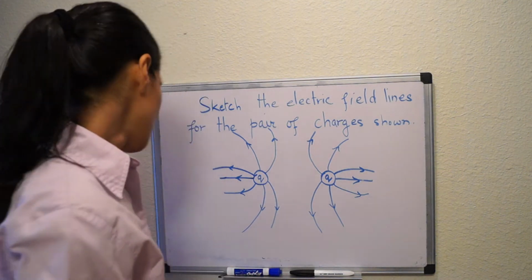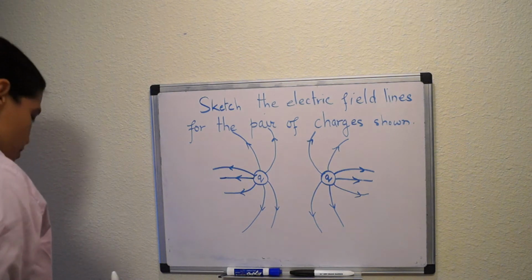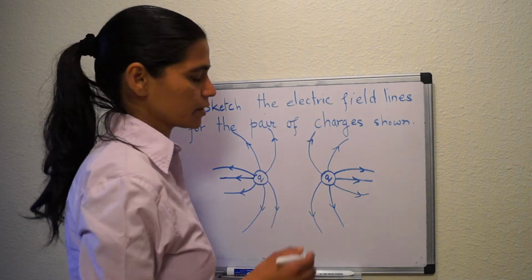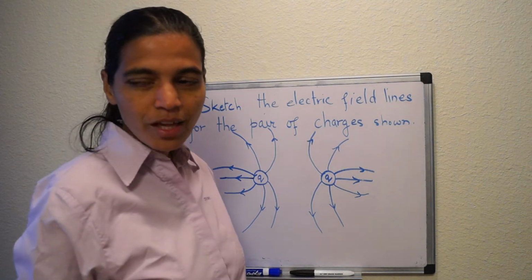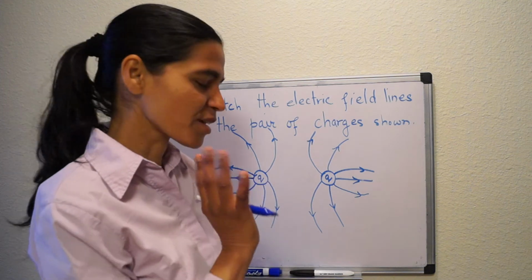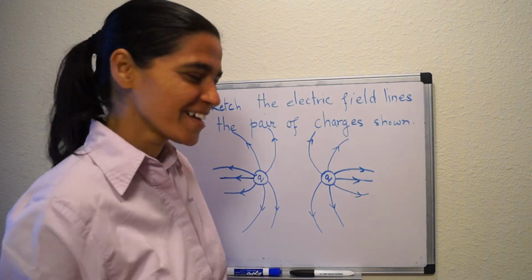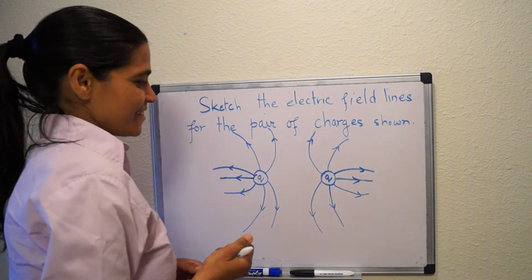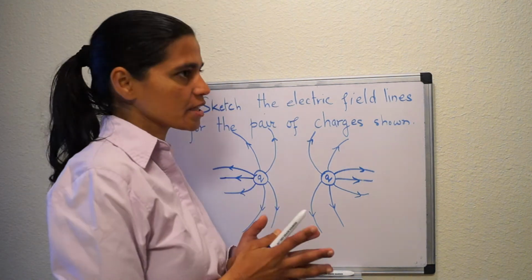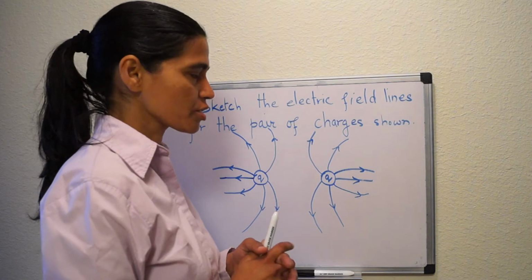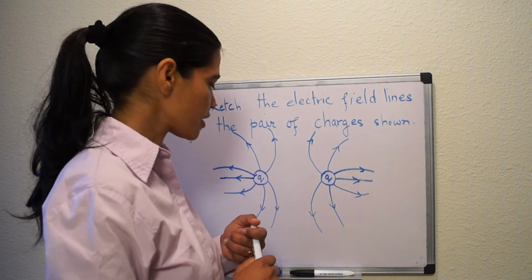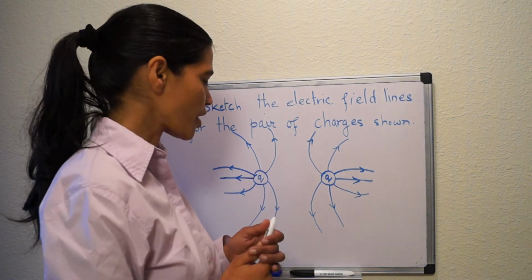Yes, we can keep drawing it, but that's going to take forever. If you'd like to do it, you can, but I think this is sufficient. All right. So this is for a pair of charges with the same sign, in this case positive charges.